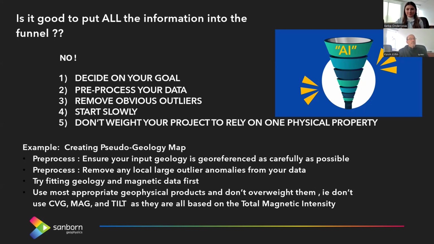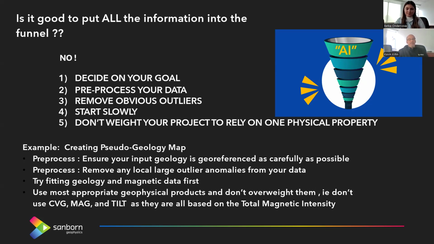Our goal being to create a pseudo-geology map, we had to explore what geophysical data best delineated our geology. So do we use the derivatives, or do we use the single or radiometric channels? What do we do? We pre-processed the data and looked visually for correlations between the data, such as the magnetics and the radiometrics, without any derivatives.